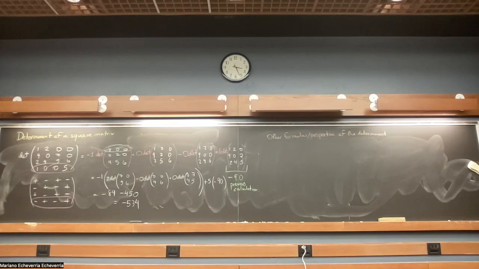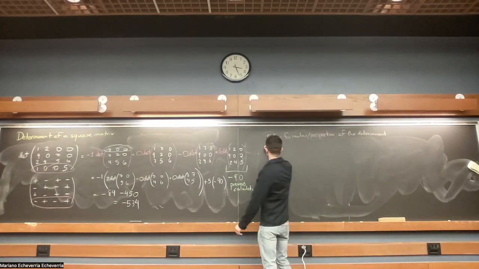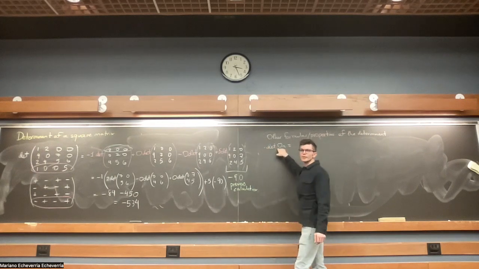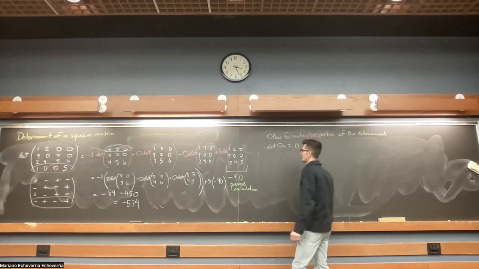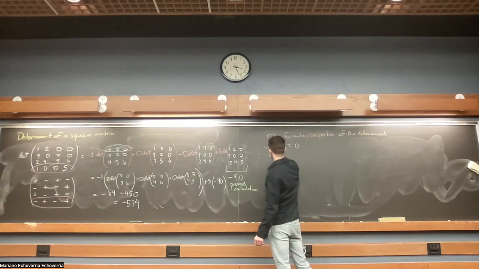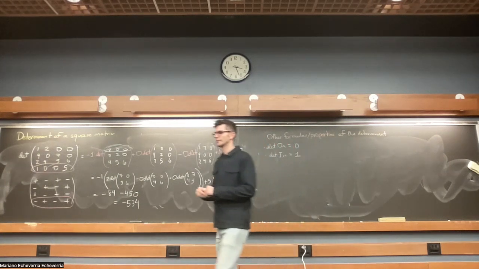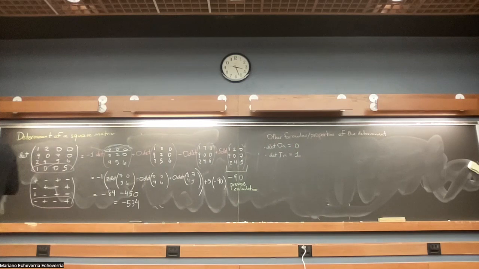So the first two are kind of maybe clear. Kind of useful to know anyway. The determinant of a 0 matrix is just 0, right? The one whose every entry is 0. And the determinant of the identity matrix is 1. Okay. That's kind of nice to know.